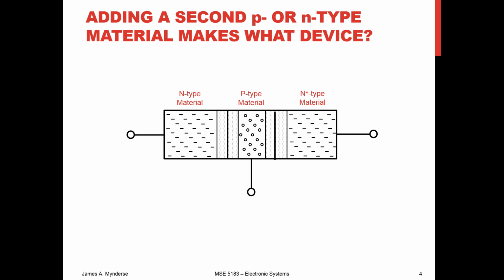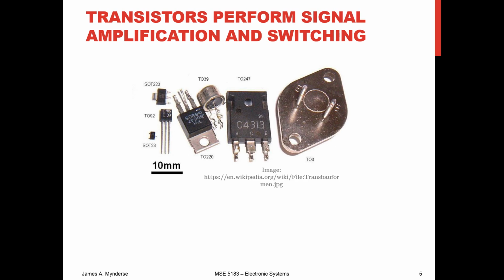Looking at this device, we've got 3 terminals here. And what kind of device is this? Do you recall that this is a transistor, and in particular this is an NPN transistor? What we want to do in this session is talk about transistors, and about using transistors for signal amplification and for signal switching.